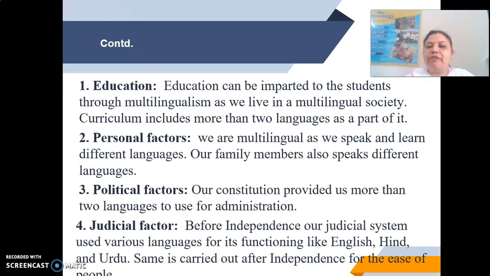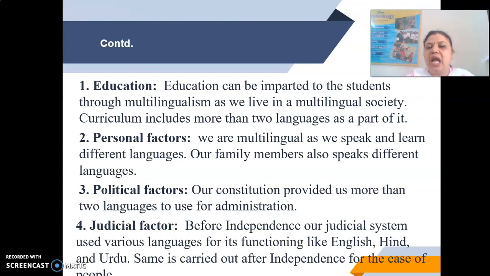In the area of education, education can be imparted to students through multilingualism, as we live in a multilingual society, and the curriculum includes more than two languages as a part of it. The three-language formula is part of our curriculum at school level. Personal factors: we are multilingual as we speak and learn different languages. Our family members also speak different languages.